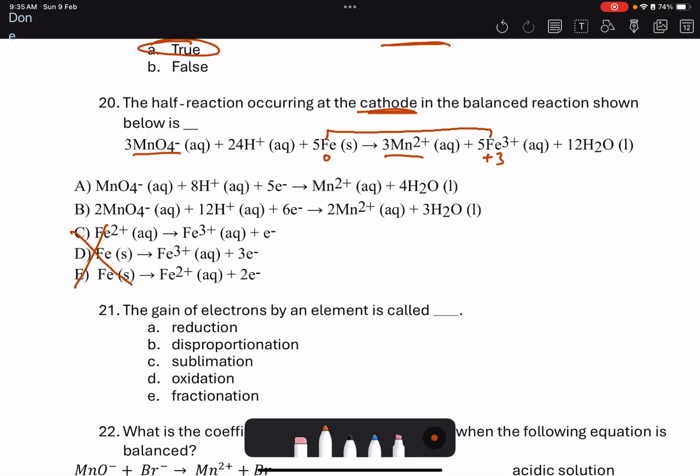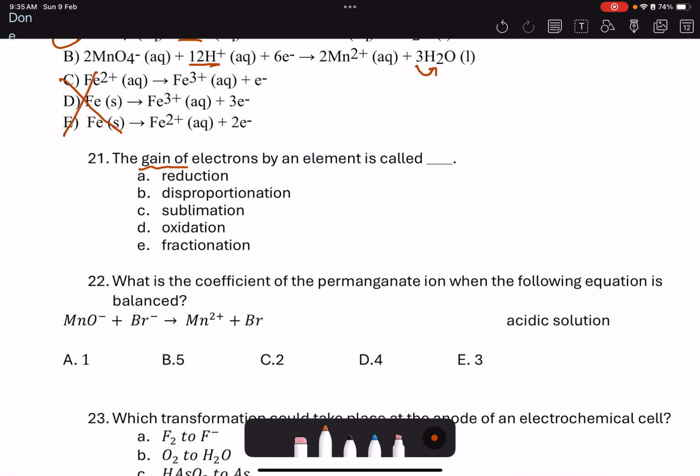So, I have this one, the first one, because I have 8 H's and I have 8 H's. Look at the mistake here. I have 6 hydrogen atoms, where here it's written 12. So A is the right one. To gain an electron, an element must get reduced, and I call it oxidizing agent. The gain of electron by an element, it's a reduction.